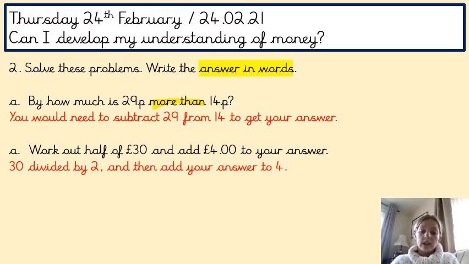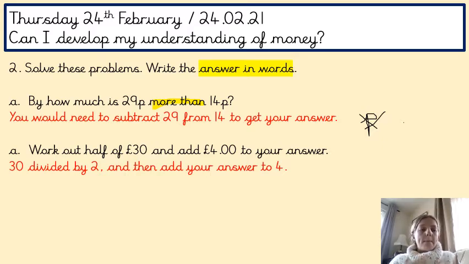Now you always need to subtract the smallest number away from the largest, because you would have a negative number if you did the smallest take away the largest. And we aren't looking at negative numbers. We want to see how much difference is between 29p and 14p. You then need to write your answer in words. So instead of a p sign, you would actually write the word pence. Okay, so I do not want to see the p sign, I want to see the spelling of the word pence.